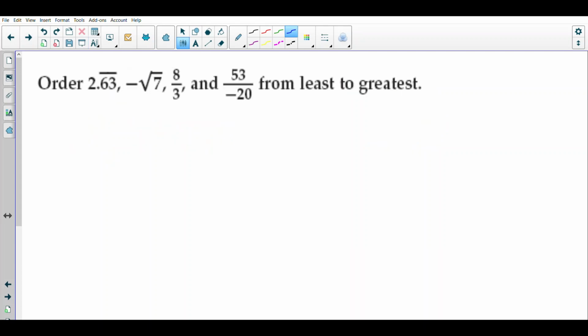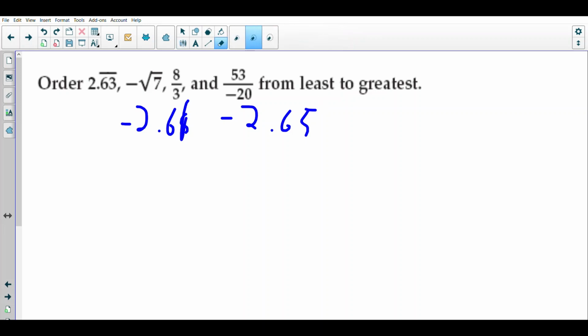Okay, and the last one, we just want to order. So I know my negatives are my smallest, so I'm just going to get some numbers. Square root of 7 is, so I have negative 2.65. 53 divided by negative 20. Oh, we have negative 2.65, so I need the other one even more exact. So this is negative 2.645. All right.